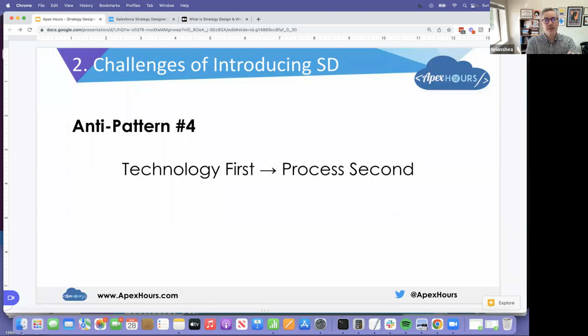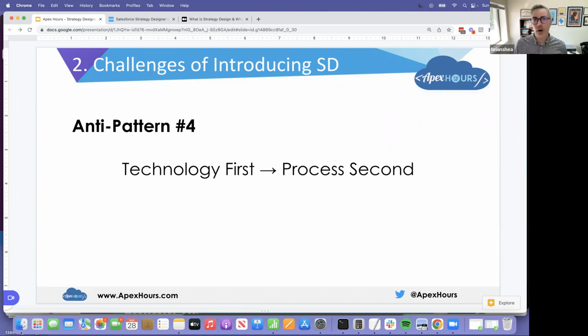And then anti-pattern number 4 is technology first and process second, or sometimes we say technology first and process never. As folks who work in Salesforce know, the way it should work is process first, requirements first, figuring out what the underlying fundamentals are first, and then building technology to address that, not vice versa.